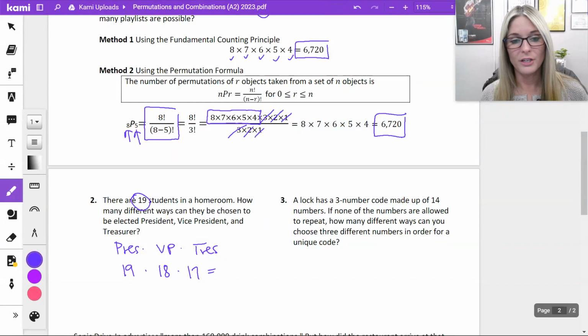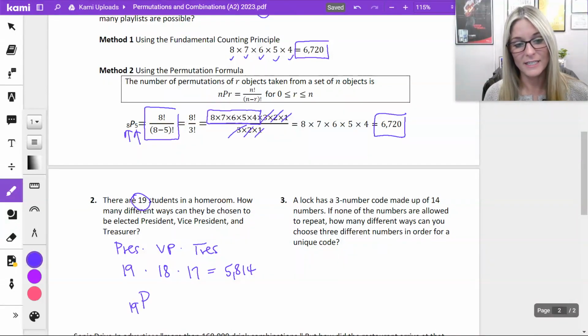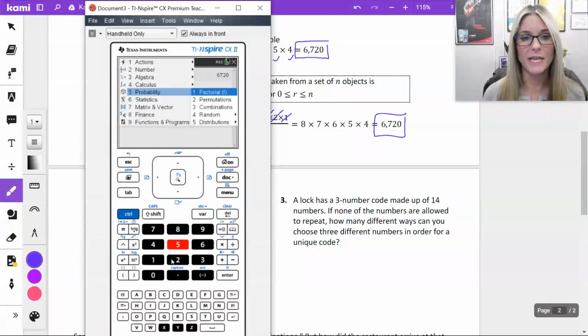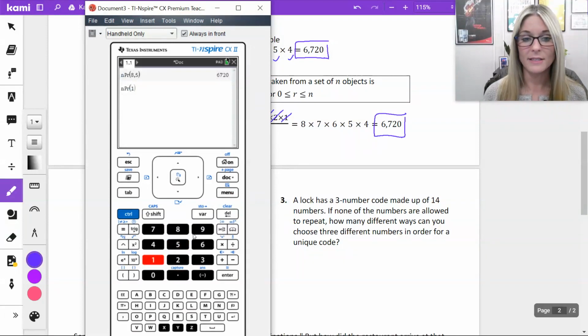So again, you could use your calculator and just multiply this out, and it is 5,814, or you could use the formula. We are taking from our set of 19 a permutation, and we're choosing 3, and it'd be 5,814 as well. I'll show that to you really quick here on the calculator: menu, probability, permutation. We had 19 students in the class, and we're choosing 3 different elected positions, 5,814.